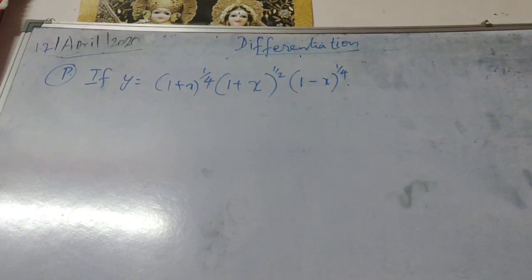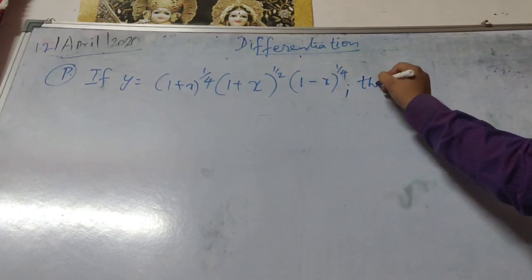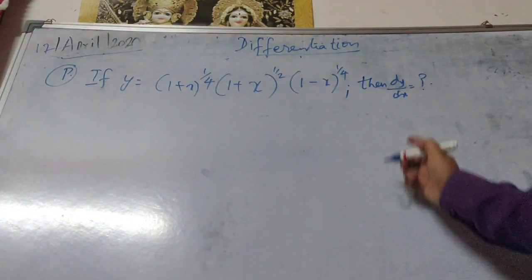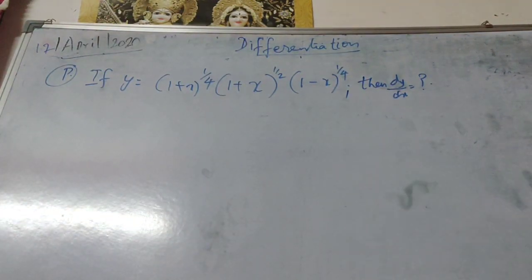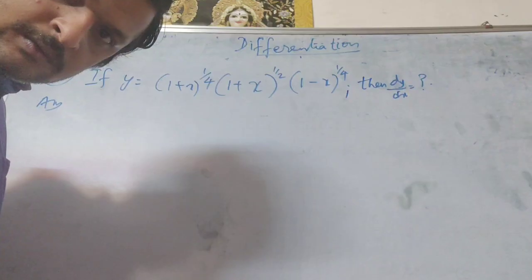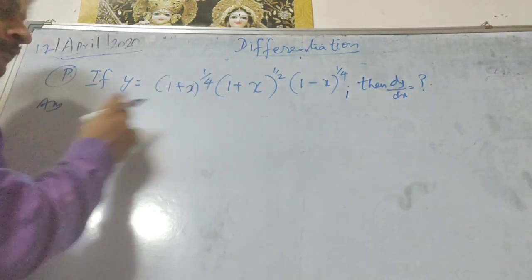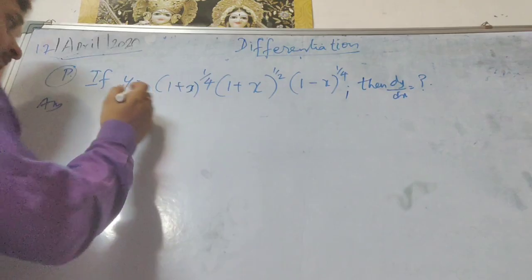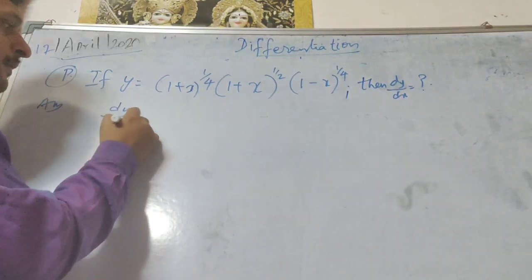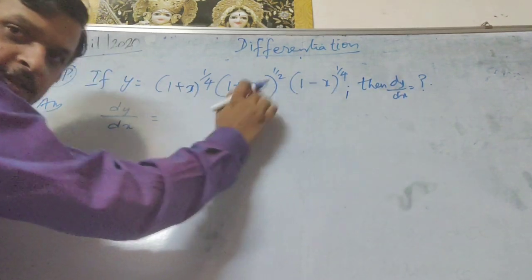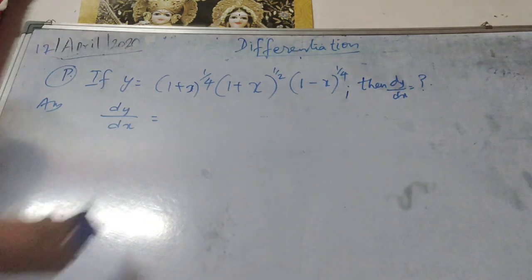Now for this one, we will be finding dy by dx. Then dy by dx equals, what is the question point. Now how to proceed with that? Yeah, this is the given question. Okay students, we'll be starting with the problem. Before you find dy by dx, you have to simplify this given expression. I'll tell you how to do that.